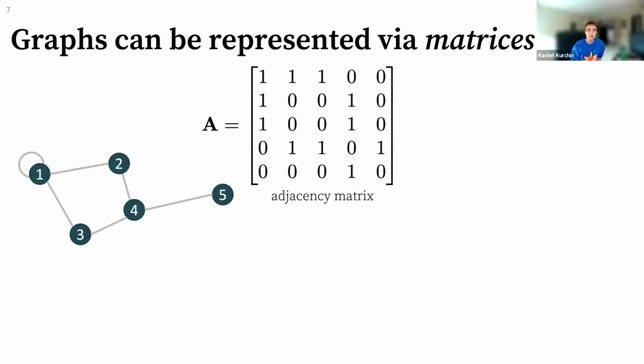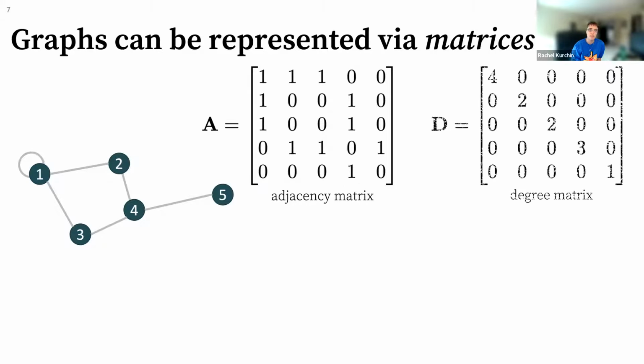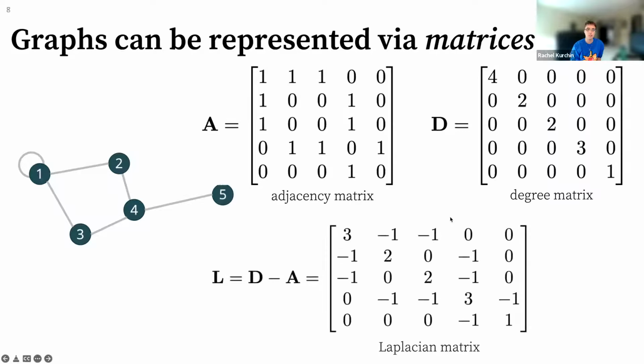And another important matrix we can construct is called the degree matrix. This is always a diagonal matrix, and it just says how many ends of edges are connected to any given node. So in this case, note that the self loop counts as 2. So the degree matrix for this graph would look like this. And from these 2 ingredients, we can construct what's called the Laplacian matrix, which is just the difference of the 2, and it looks like this.